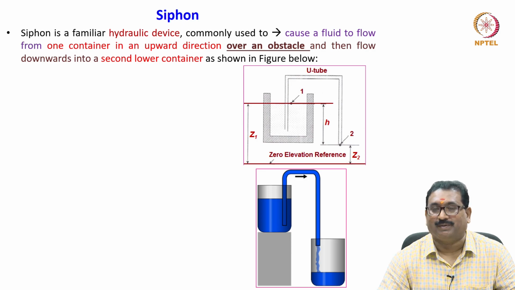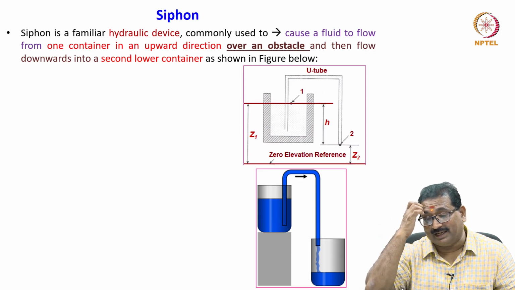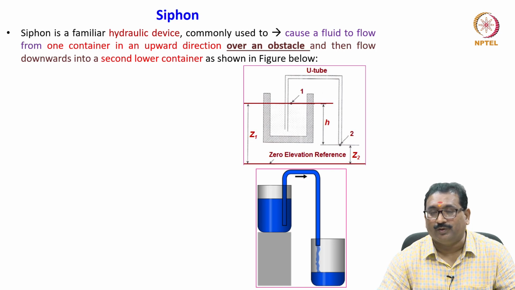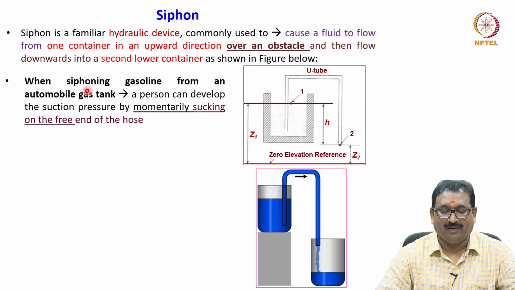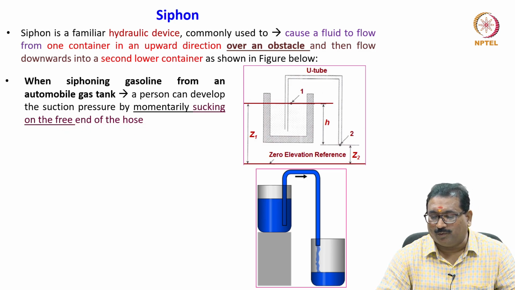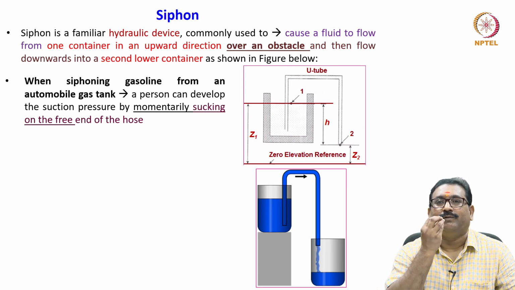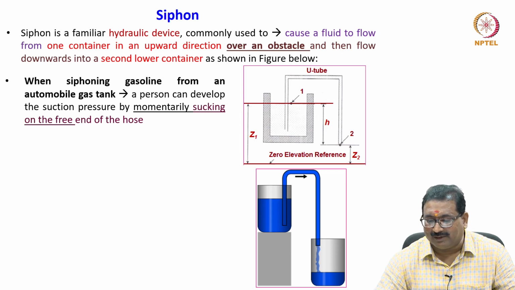Similarly, see here, the same figure I represented schematically. This is a siphon, the U-tube. The U-tube is a siphon to tap the fluid from this tank downwards. When siphoning gasoline from an automobile gas tank, what will the person do? A person can develop a suction pressure by momentarily sucking on the free end of the hose. He will put this U-tube in the tank, then apply suction, and once the fluid catches, it will move continuously until it drains off.